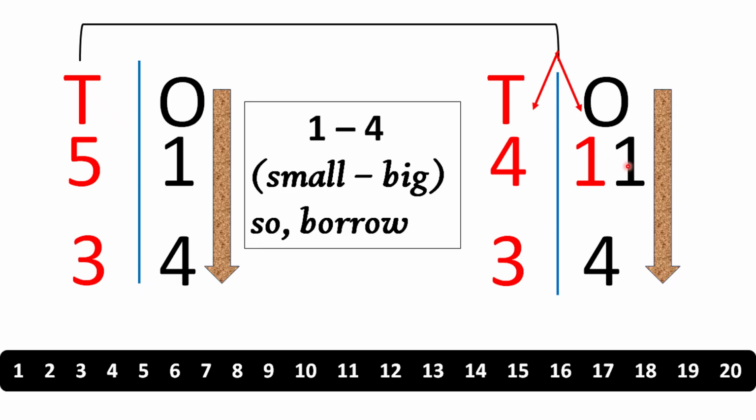1 ten, 1 unit. 11 minus 4 using the number line, 11 back 4 steps. Back because subtraction. So from 11, back 1, back 2, back 3, back 4, ending in 7. So write 7 in the units column. And 4 minus 3: from 4, back 1, back 2, back 3, ending in 1. So 1 ten, 7 units, 17.